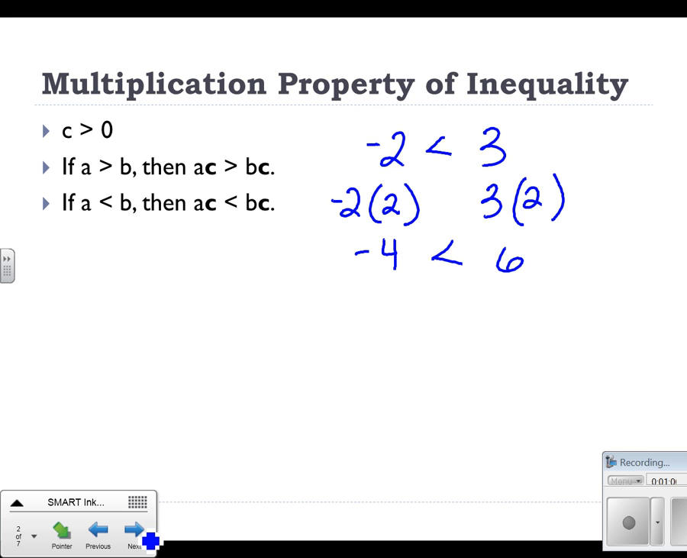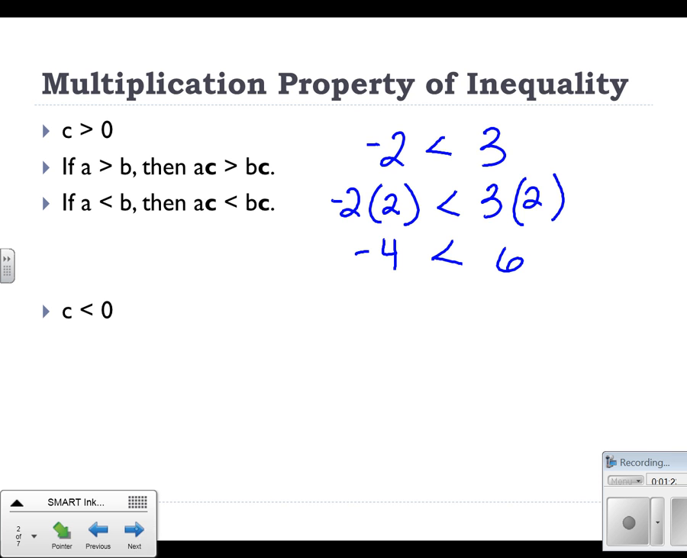So if you're multiplying both sides of an inequality by that same value, when C is greater than 0, it remains the same. Once again, that property of whatever you do to one side, you do to the other with equality also works with inequality here.